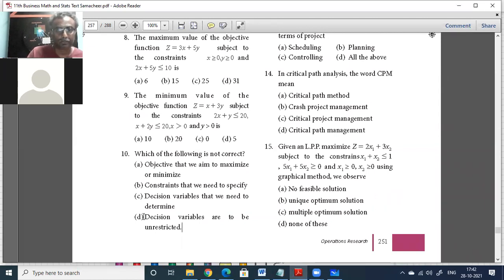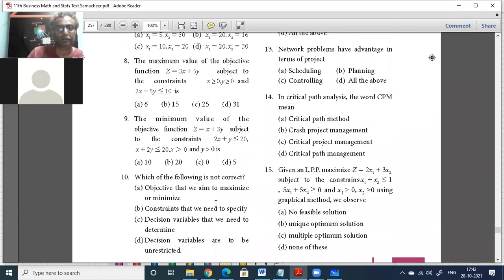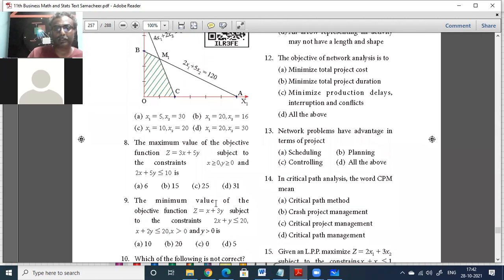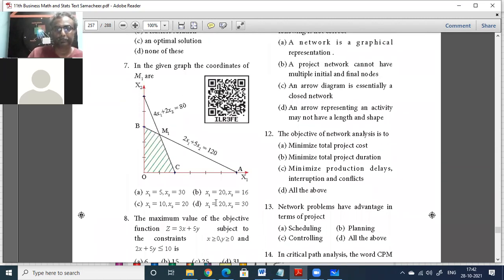Decision variables we need to determine is correct. Decision variables are to be unrestricted is not correct. So the answer for 10th sum is D.